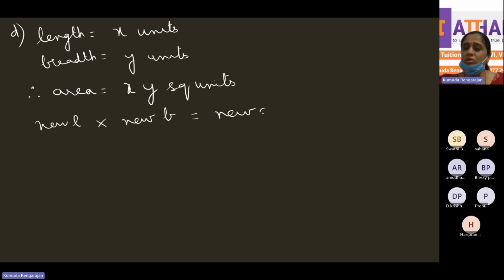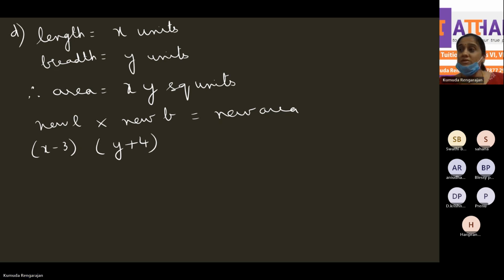Because what you have is the original length, original breadth, and original area. Now, what is the new length? If the length of the rectangle is decreased by 3 units, so X minus 3 is the new length, correct? And if the breadth is increased by 4 units, then the area will increase by 9 square units. What is the original area? XY. It will increase by 9 square units, so plus 9.